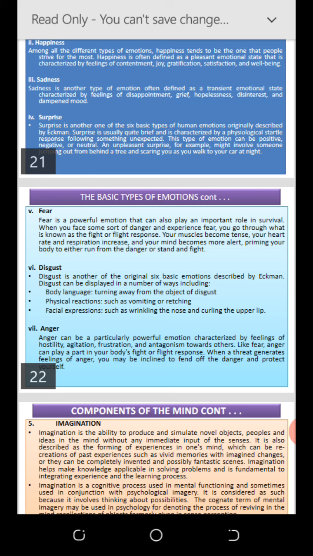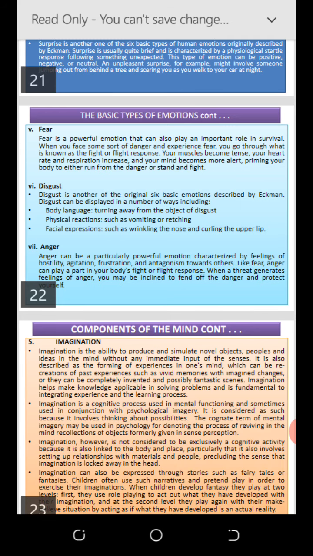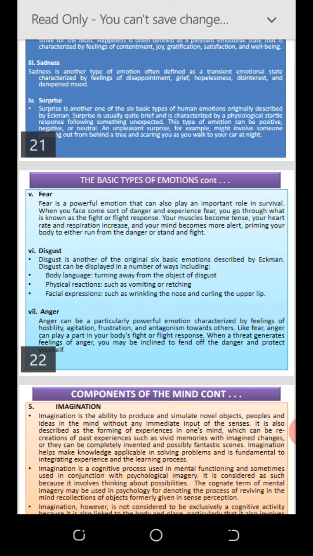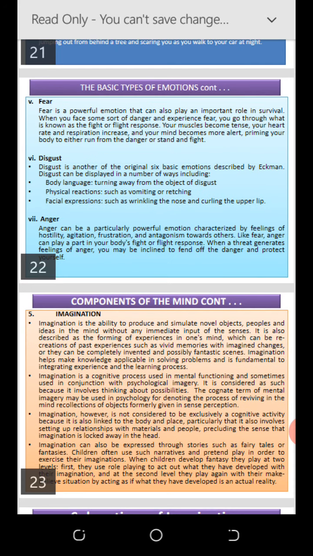Mostly surprise does not come in the form of sadness. Mostly people surprise people with what will make them happy. Another form of emotion is fear.